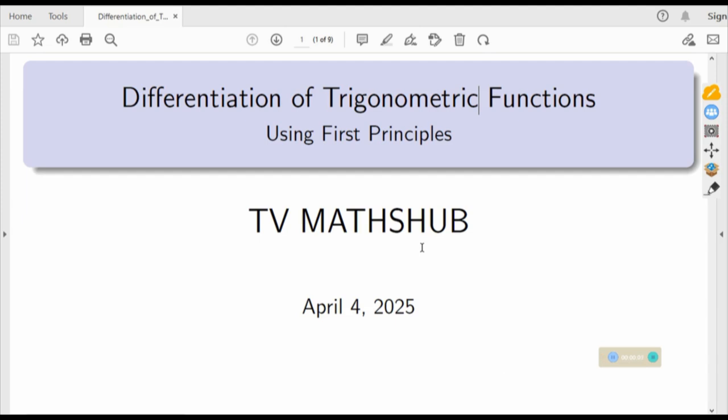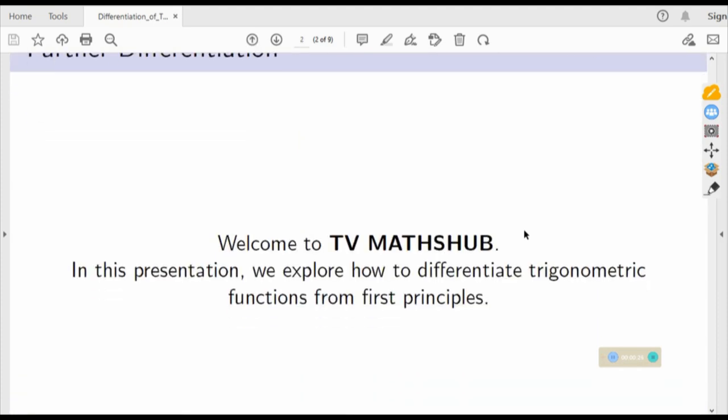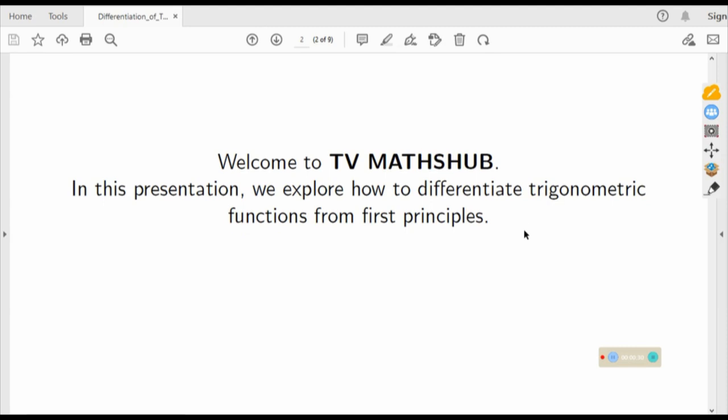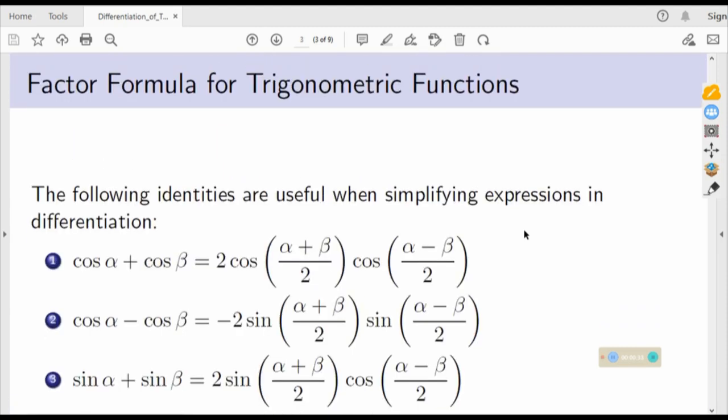Today we shall be talking about differentiation of trigonometric functions using first principles. I expect us to have the knowledge of trigonometry, so that the differentiation of such functions will be easier for us. What is important in trigonometry is basically some few important formulae. For example, we shall need to recall some important expressions, especially from the factor formula for trigonometric functions. These identities will be important when we are looking at differentiation.